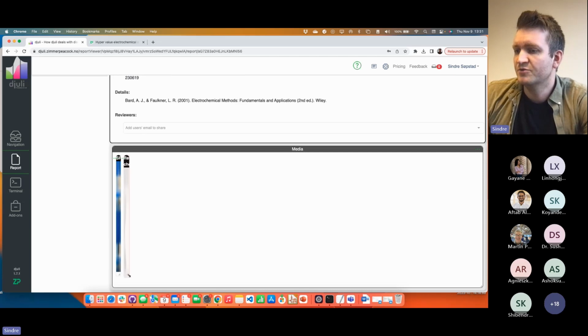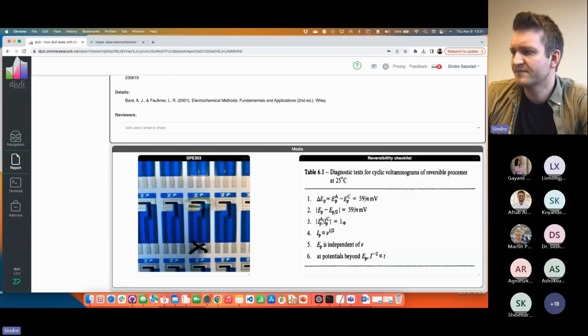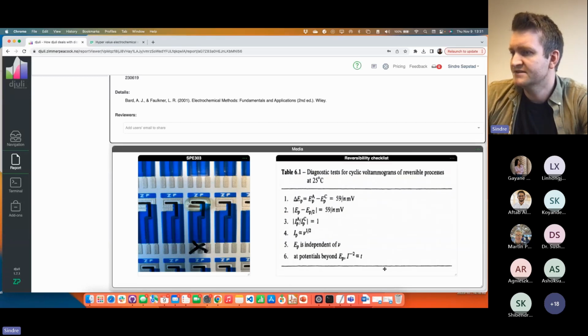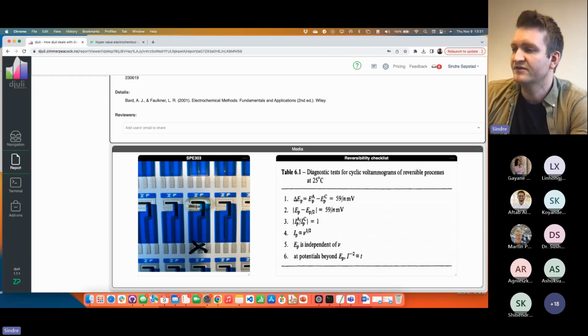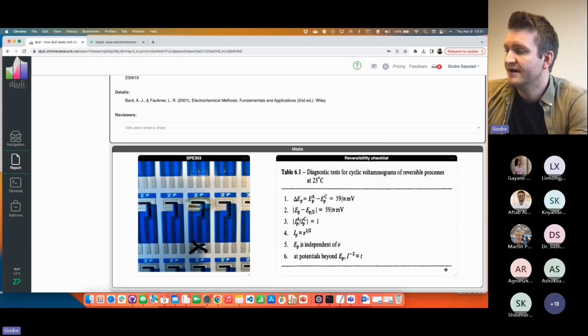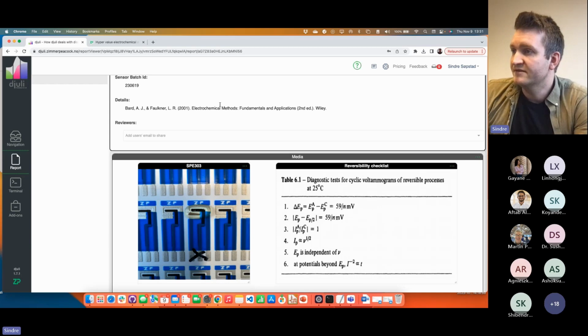So I'll just blow up these images a little bit for you so you can see what they actually are. Here we have some sensors that we have tested. In this particular experiment, we want to test for the reversibility of these electrodes. And there's a table that I've taken here from Electrochemical Methods: Fundamentals and Applications.